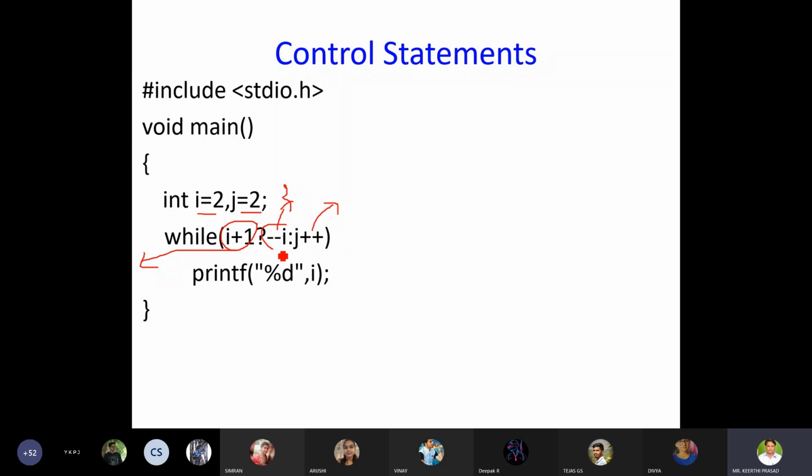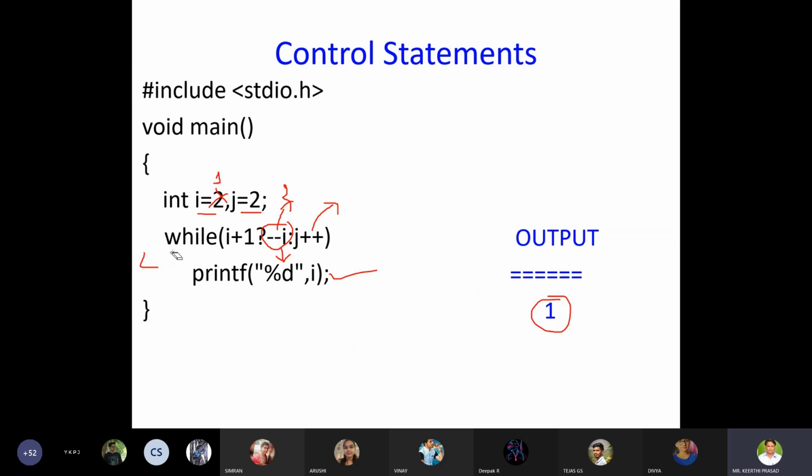So what is happening here? Pre-decrement, sir. The value of i becomes 1. 2 minus 1 becomes 1. So 1 means true. True means enter into the loop and execute this. Am I clear? Enter into the loop, execute this. So what is the expected result? 1. The i value 1 was printed. Let us check why it is not executed again.